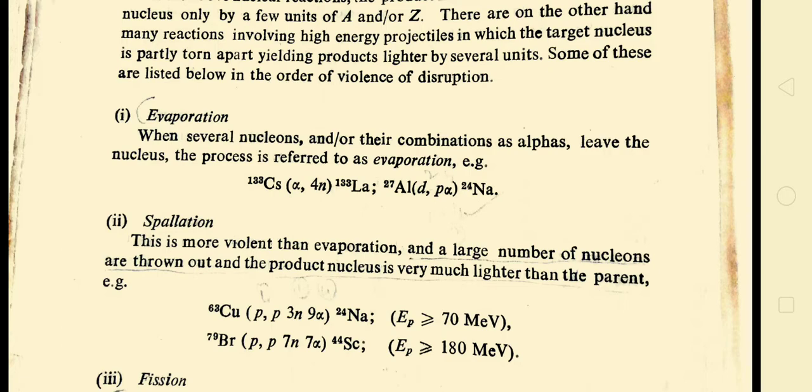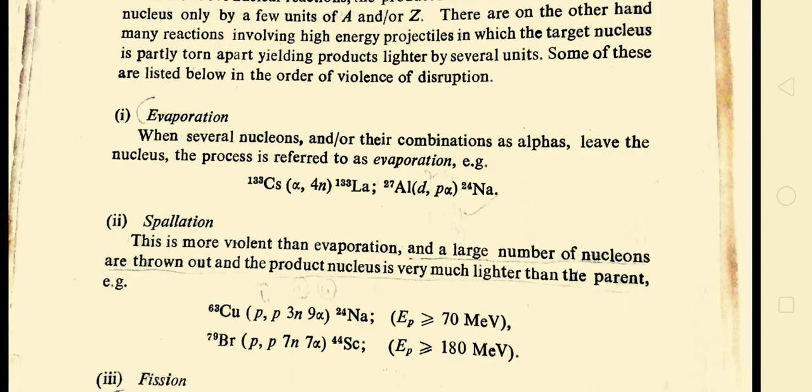Here the projectile is a proton. When a proton hits the target nucleus, that is the copper nucleus, what happens? More than one nucleon is emitted. Here the nucleons emitted are a proton, 3 neutrons and 9 alpha particles. So the product nucleus is very much lighter than the target nucleus. Here the copper is 63 and the product is 24. During the spallation reaction, 24 sodium is produced. It is very much lighter than copper.